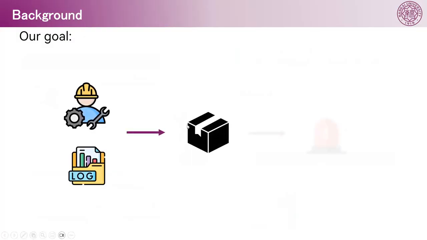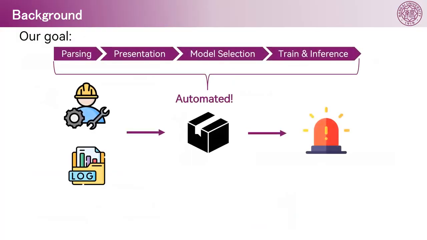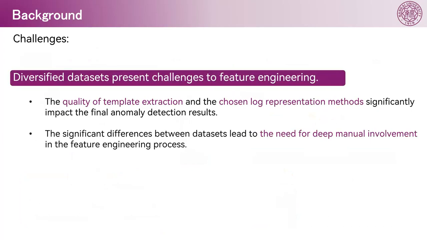Our goal is to automate the end-to-end process of anomaly detection, covering four critical stages like log parsing, representation, model selection, and training and inference. However, there are some notable challenges. One of the biggest obstacles is that diversified datasets present significant challenges for feature engineering. The quality of template extraction and the log representation methods we choose greatly impact the final anomaly detection results.